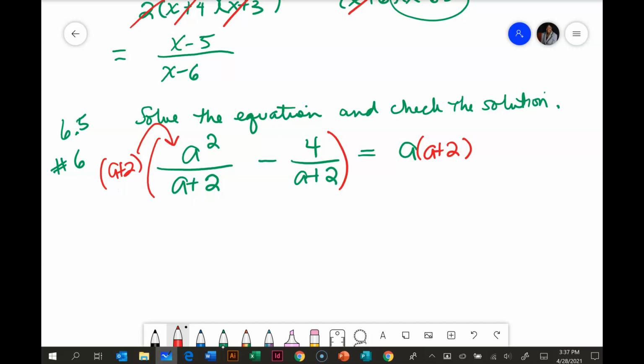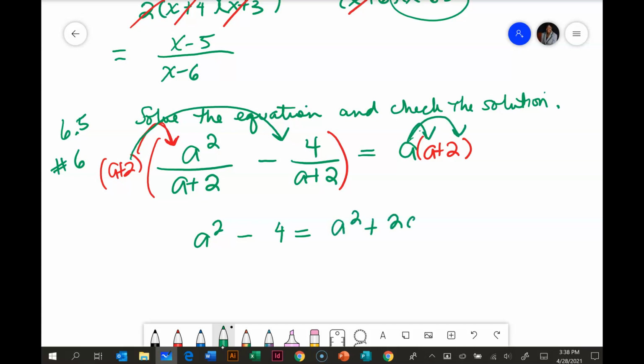Okay, so when you multiply a plus 2 times the first thing here, yeah, the a plus 2s do cancel out. You have a squared. I just don't want you to forget that you also have to multiply a plus 2 times 4 over a plus 2. The a plus 2s cancel there. We have 4. And then we need to distribute on the right side. So that's a squared plus 2a.